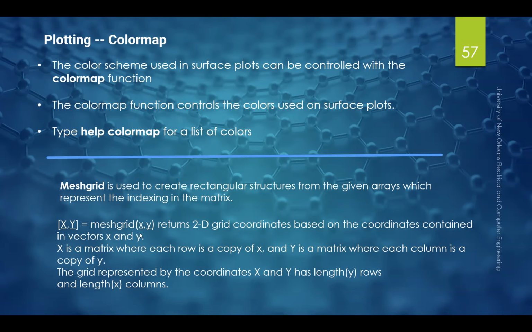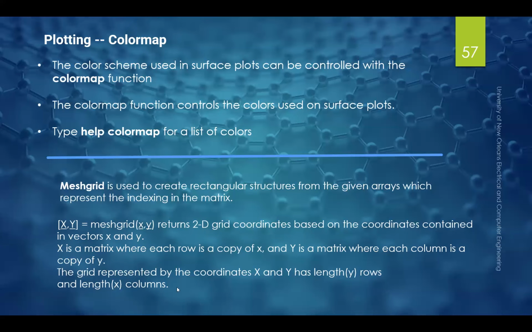So the way you use it is you call the meshgrid command with two variables, x and y. And by calling it, it returns two-dimensional grid coordinates, in this case capital X, capital Y, based on the coordinates contained in these two vectors. And then X will be a matrix where each row is a copy of x, and Y is a matrix where each column is a copy of y. And the grid represented by the coordinates X and Y is going to have a length of y rows and a length of x columns.